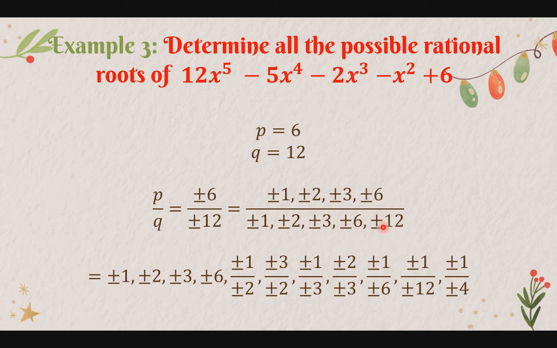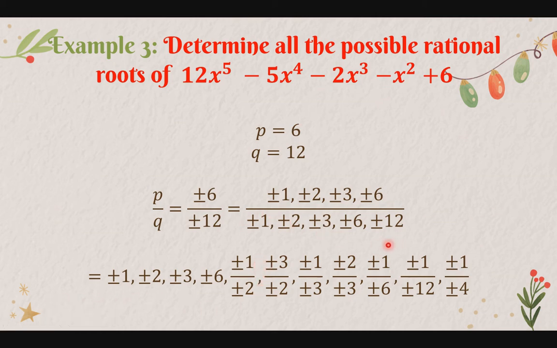Ngayon, tapos na tayo sa 6, punta na tayo sa 12. 1 over 12 is 1 over 12. 2 over 12, kapag ni-reduce natin in lowest term, magiging 1 over 6. Even na po. Next, 3 over 12 is 1/4. And last, 6 over 12 is 1/2. Kaya, therefore, ito lang po.